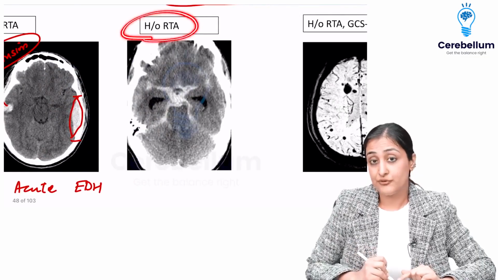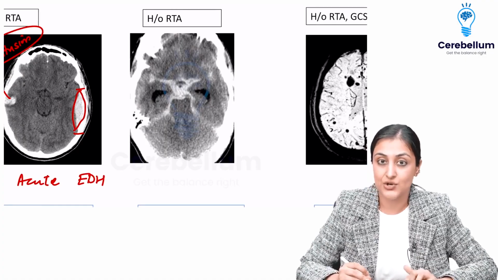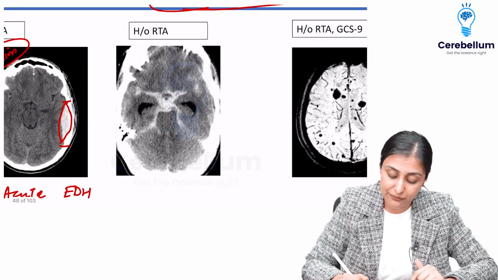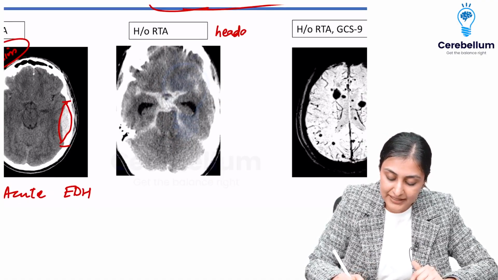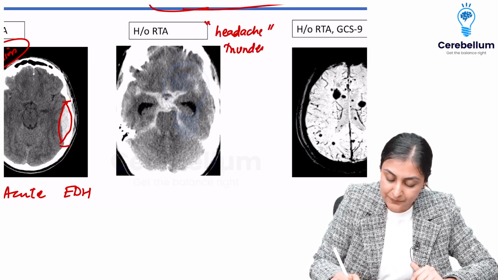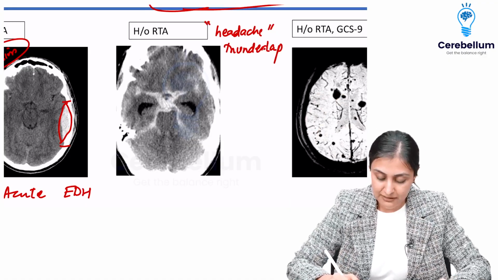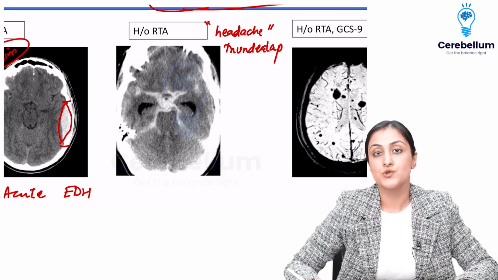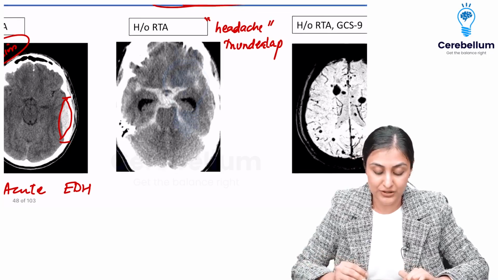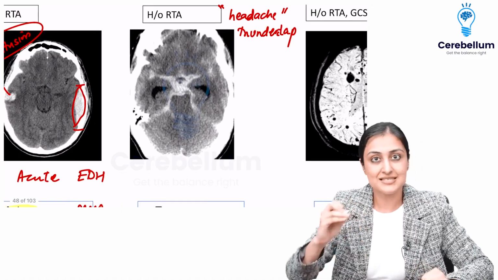If you have a history of road traffic accident, or this may also be spontaneous, right? So spontaneously you may have a patient who's coming to you with a very, very severe headache. They may describe it as a thunderclap headache. Thunderclap meaning it increased in severity very, very suddenly. Also called the worst headache of my life, right? So that is what you will have as a history in cases of spontaneous SAH.